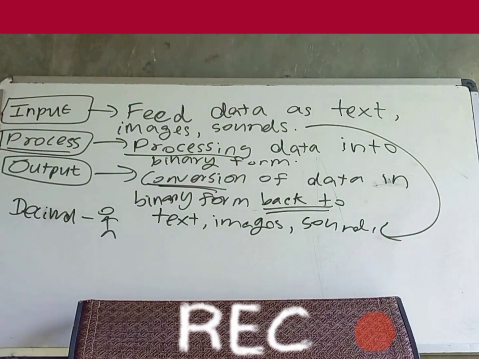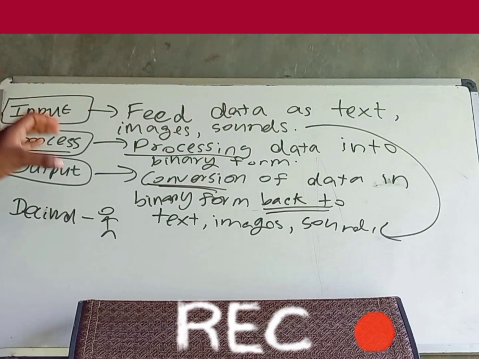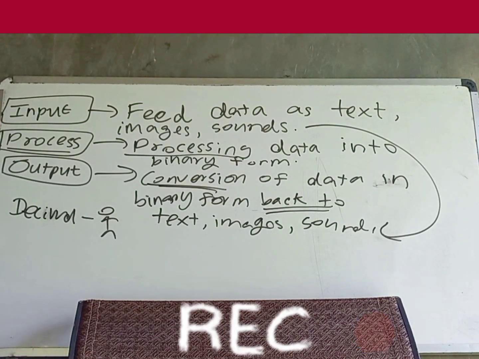So what is input? Feeding data as texts, images and sounds. What is process? I told you to start with the same word. Process is processing data into binary form. What is output? Since we can't understand binary number system, they give their information as decimal number system. So conversion of data in binary form back to text, images and sounds.